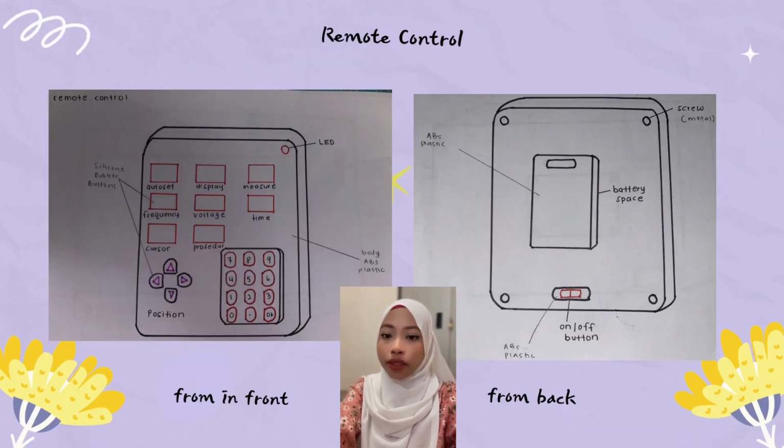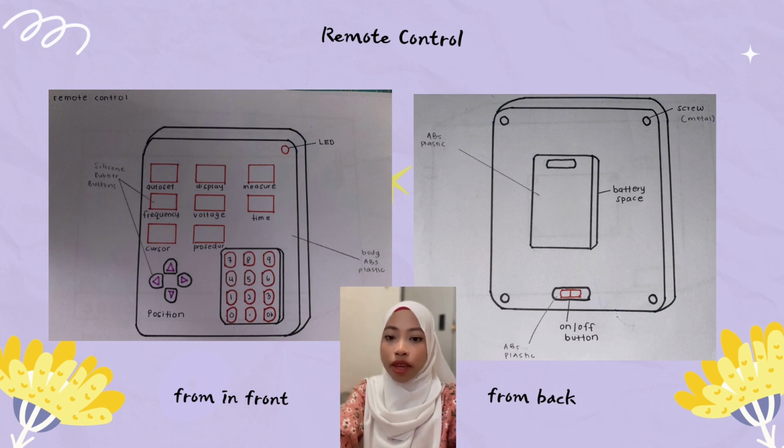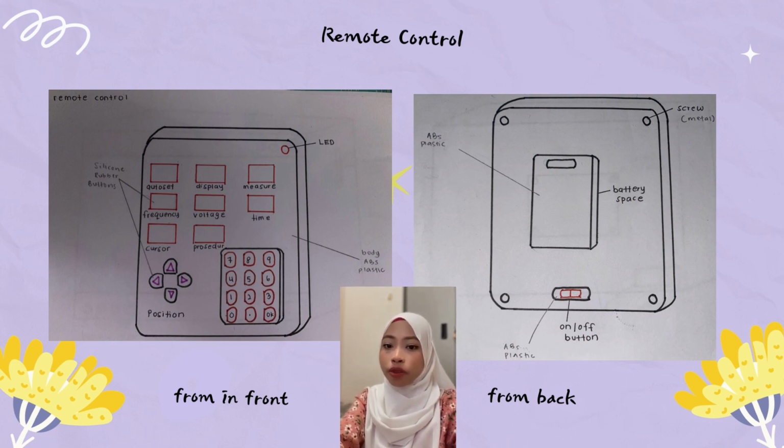Next, I want to talk about the compartments of the remote. On the upper right, there is an LED. In front of the remote there are buttons such as auto set, display, measure, frequency, voltage, time, cursor and procedure. Under the bottom there is the button for position. On the right side there is a button to enter the value. From the back, the remote is connected with screws and has a battery space. Under the battery space there is a button to turn it on and off.